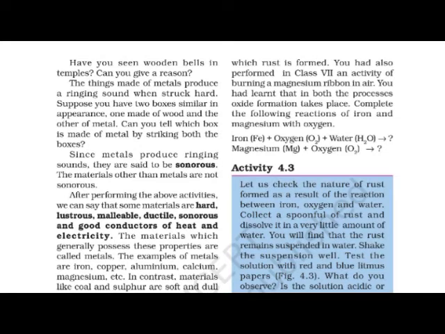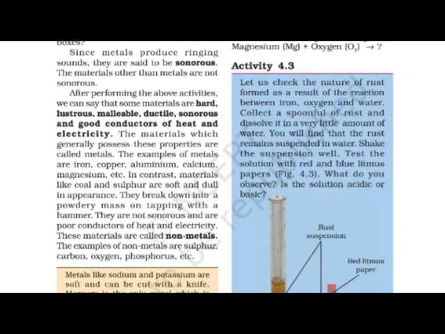Suppose you have two boxes similar in appearance, one made of wood and the other of metal. Can you tell which box is made of metal by striking both the boxes? Both look the same, but one is made of wood and the second is made of metal. Can you tell which is the wooden box and which is the metal box just by striking? Yes. If you strike, they will give different kinds of sound, so we can understand which one is made of metal and which is made of wood.